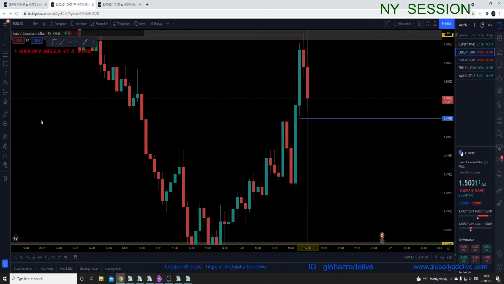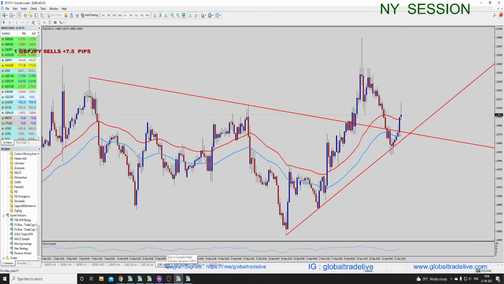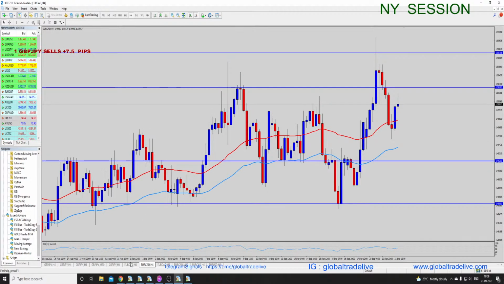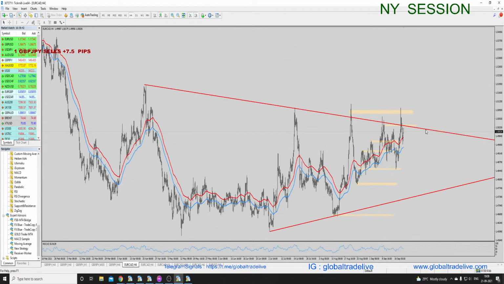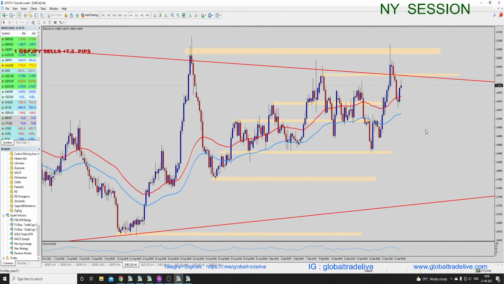Let's go back to 30 minutes, because there is nothing in 15 minutes right now. 30 minute. I don't know. I'm really confused right now because there is no such direction in EuroCAD over here. Because look, market is just sideways. It's just sideways. Let's have a look at the bigger time frames. Okay, market is just sideways right now.